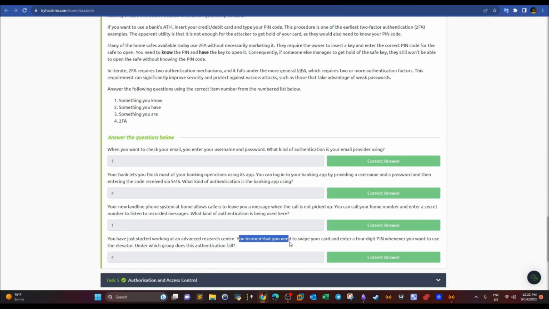You have just started working at an advanced research center. You learn that you need to swipe your card and enter a 4-digit PIN whenever you want to use the elevator. This is common in modern facilities. Under which group does this authentication fall? It's again multi-factor. Why? Because it's combining more than one sort of authentication. The first type is something you have. Swipe your card, it's something you have, physical. And something you know, you memorize in your mind. So if you combine both, you end up with multi-factor authentication.